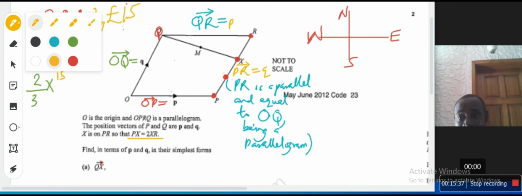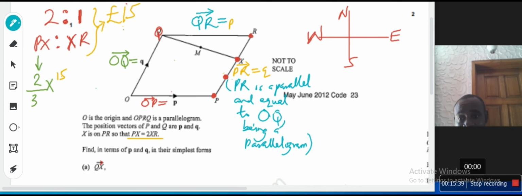So what will XR get? Tell me what XR will get. How did you get that? 1 out of 3, because its own is 1 and the total is 3, times what they are sharing, 15.